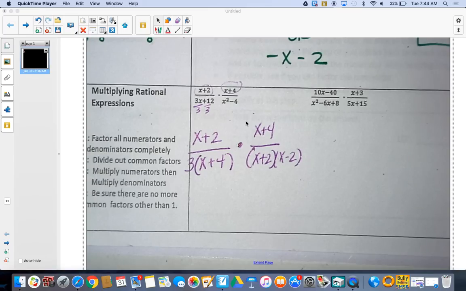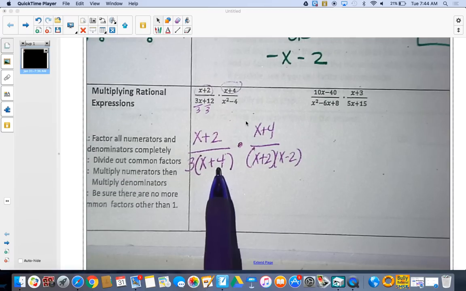So after we factor everything in the numerator and denominator, now we can start canceling it out just like we did when we simplified. Yes? Right. Well, that's what I have right here.